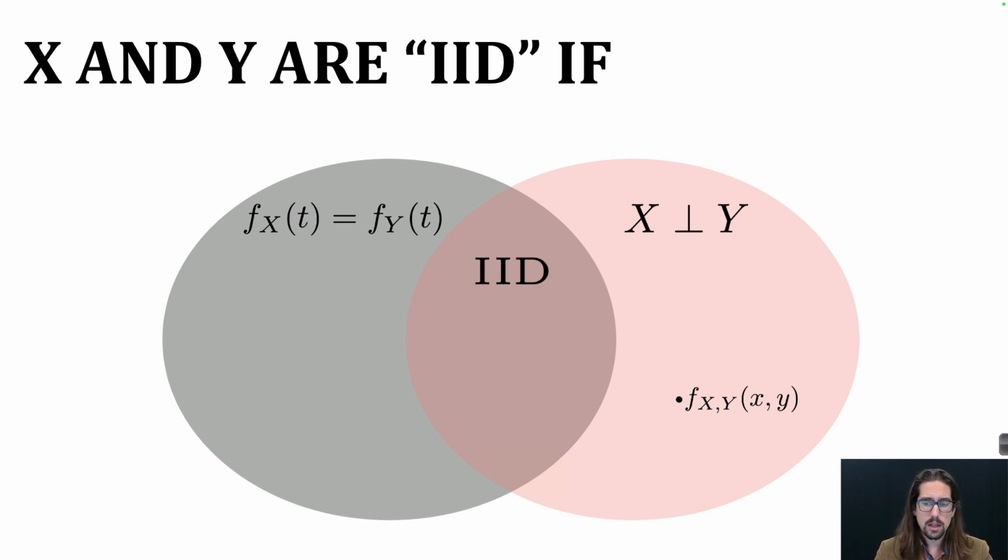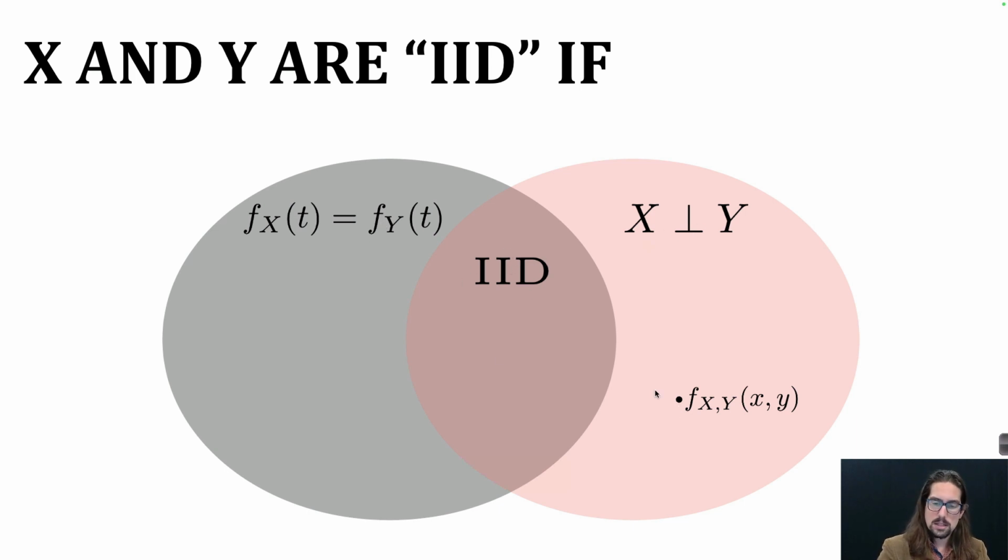So the definition: X and Y are IID if and only if these two things hold. So we need both X and Y being independent. We also need that the marginal density of X is equal to the marginal density of Y. They have the same distribution function. Okay. So if both of those are the case, then X and Y are IID.